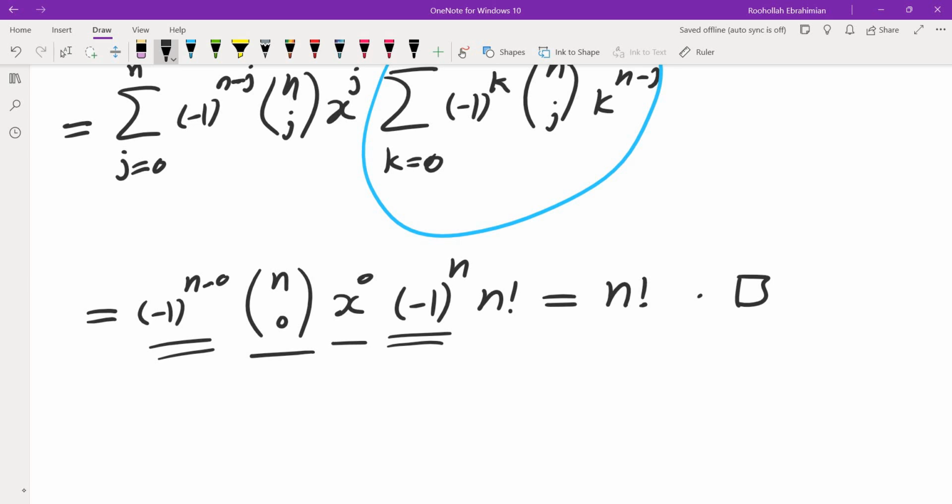So I like this proof because it uses the two-way counting, so it doesn't require really any algebra. I will put the link to the other video that includes a different solution to this problem, and feel free to hit that and see the second solution to this problem.